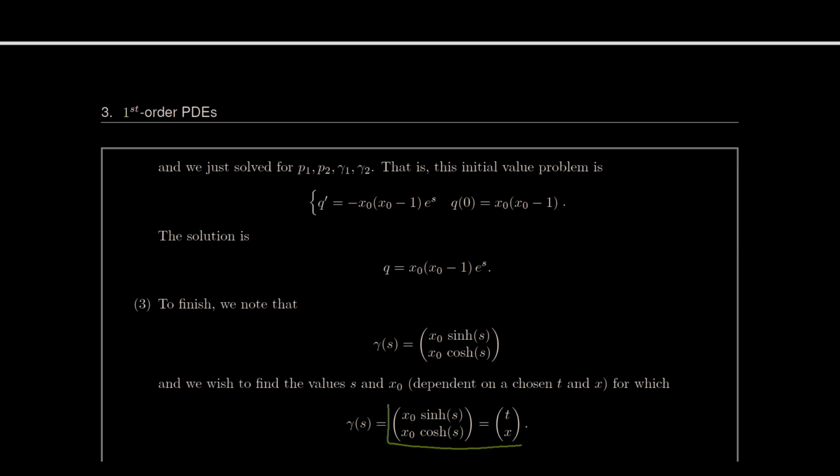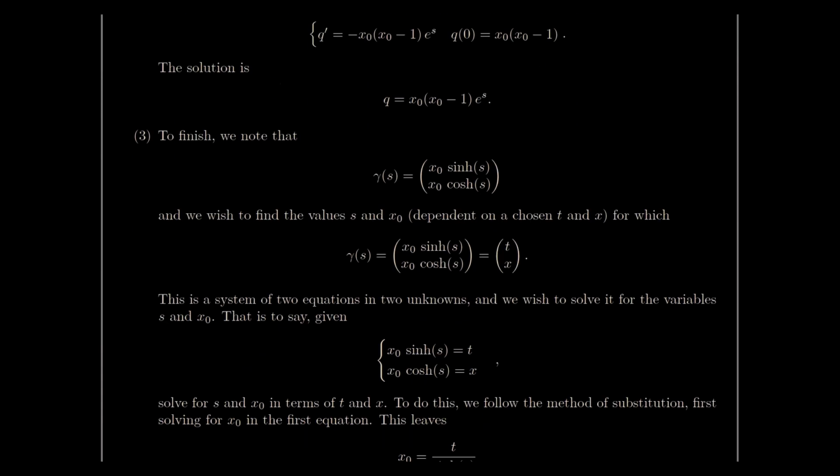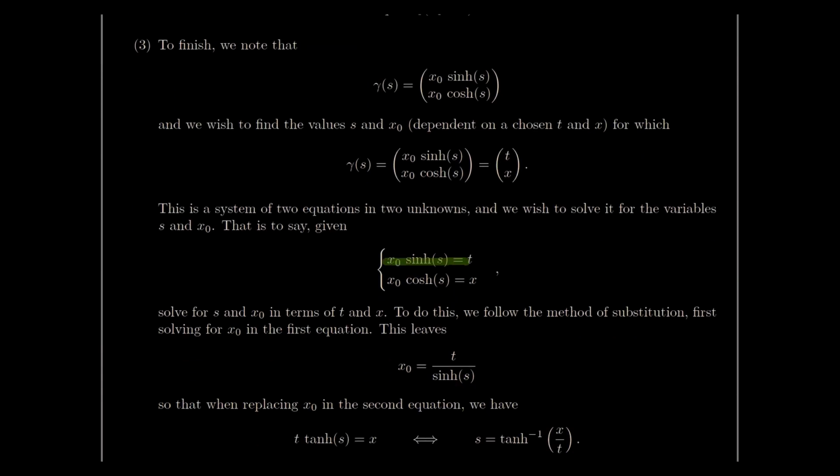So what I do is I have a system of 2 equations and 2 unknowns and solve for x naught and s. So notice here x naught and s are not solved for, t and x are solved for. So I'm going to solve this for x naught and s. And in the process of doing that, let's just write it out as 2 horizontal lines. I'm just reading across here.